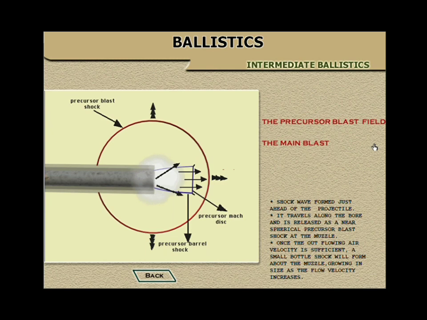Once the outflowing air velocity is sufficient, a small bottle shock will form about the muzzle, growing in size as the flow velocity increases.